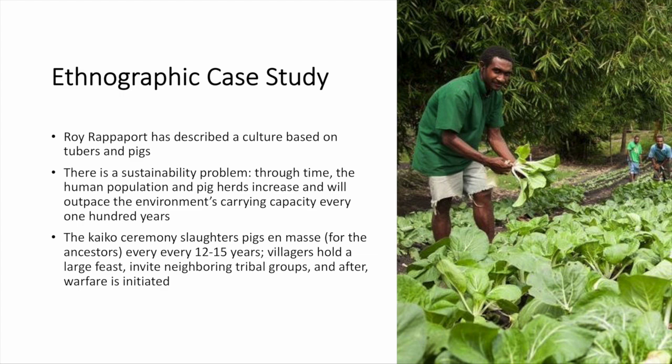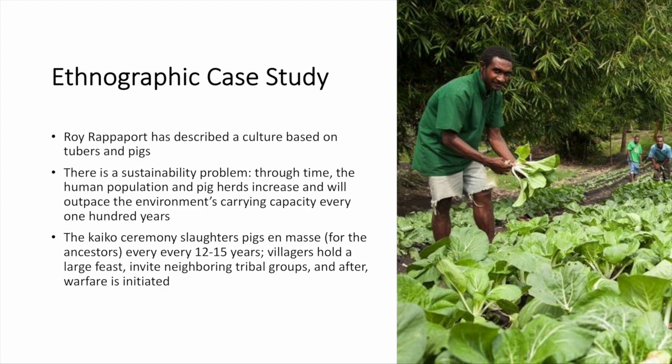Ingeniously, the Tsembaga, this horticulturalist culture, developed what they call a kaiko ceremony. So roughly every 15 years, the Tsembaga hold a kaiko ceremony, and they slaughter pigs en masse. When the number of pigs becomes difficult to manage, when they begin to show signs of increasing over a particular threshold, villagers slaughter the pigs en masse. They have a huge feast. They invite neighboring tribal groups, and after the feast is initiated, warfare begins at the boundaries of their territory.